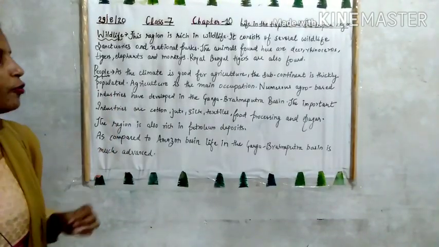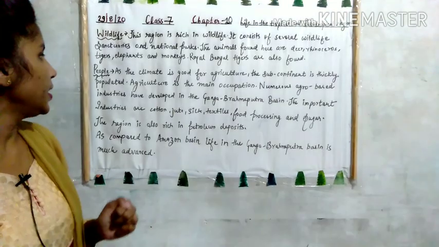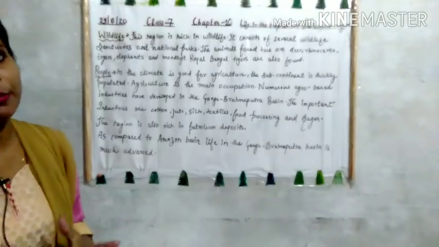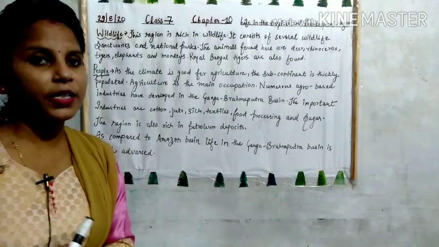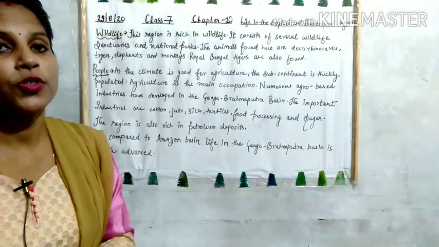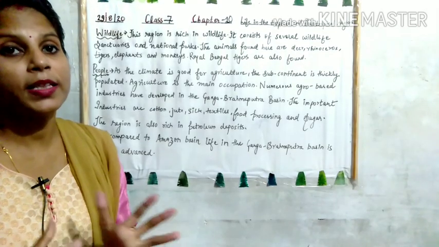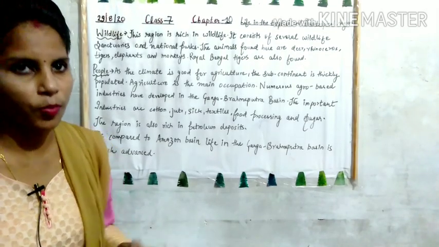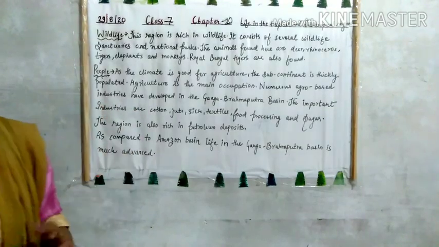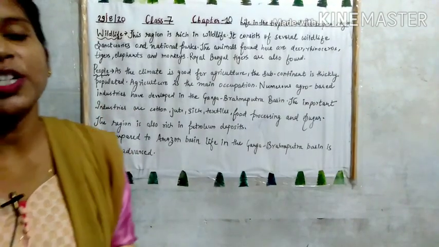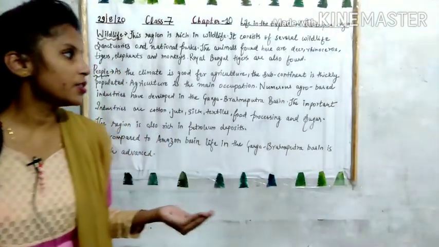As the climate is good for agriculture, the subcontinent is thickly populated. So the climate is very good for agriculture. It is very conducive. So the subcontinent part is very thickly or densely populated. Agriculture is the main occupation of the people.